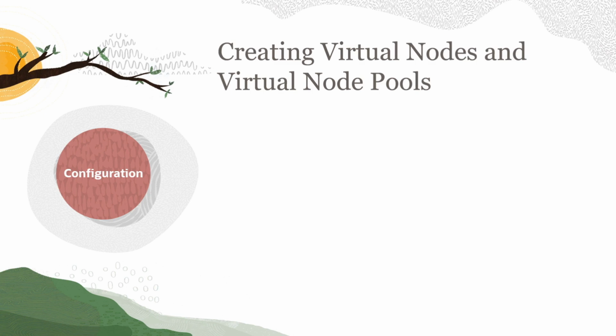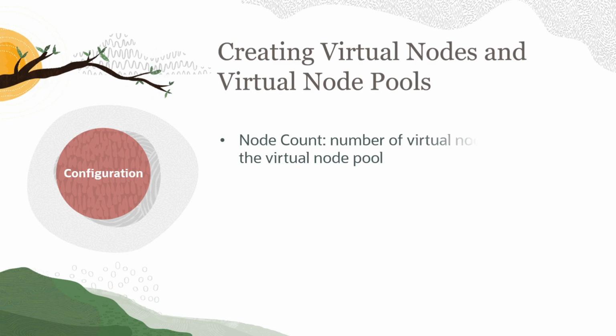Now let's shift our focus to the configuration aspect. Configuring your virtual node pools involves defining critical parameters. Firstly, we have the node count. This represents the number of virtual nodes you wish to create within your virtual node pool. These nodes will be strategically placed in the availability domains that you specify.